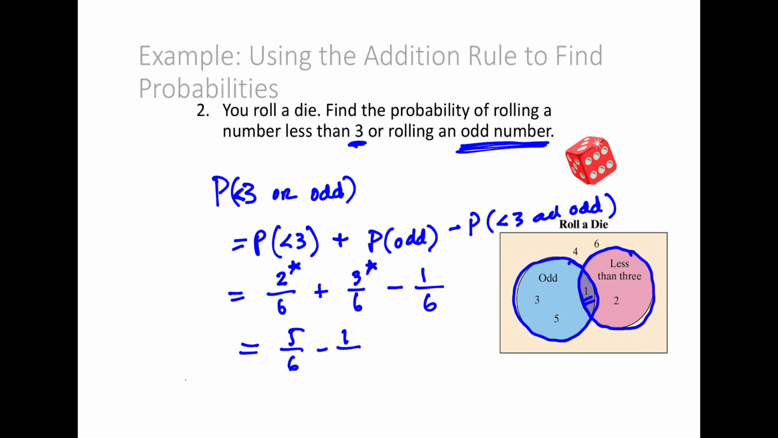But notice how subtracting that, I only subtracted it because it got counted twice, right? It got counted here for the blue circle and for the red circle. So by subtracting it once, I'm getting 4 out of 6, which is the correct count, which is 2/3.